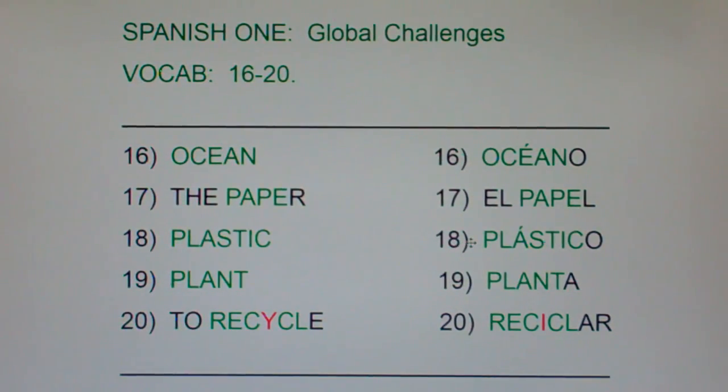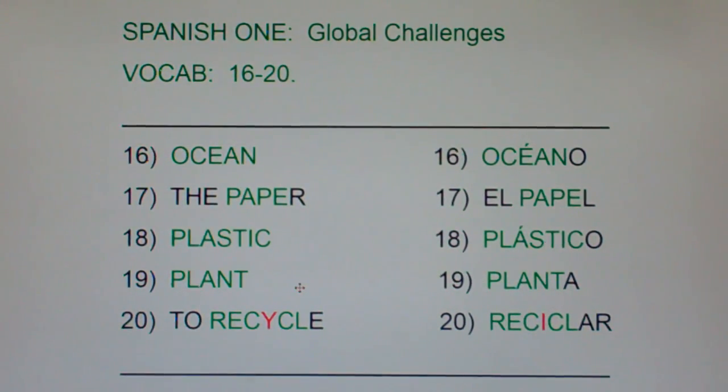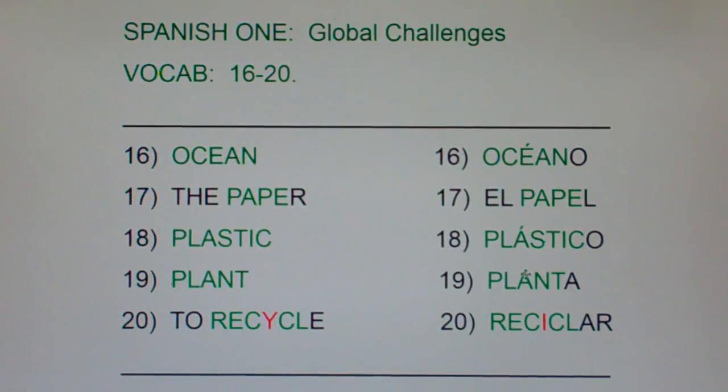Now, plastic is plástico. And again, we're not stressing the next to last vowel, so there's an accent mark, big arrow that says, hey, don't stress the vowel you expect to stress, stress me instead. Plástico. Plant is planta, no worries there, you're not going to miss that.